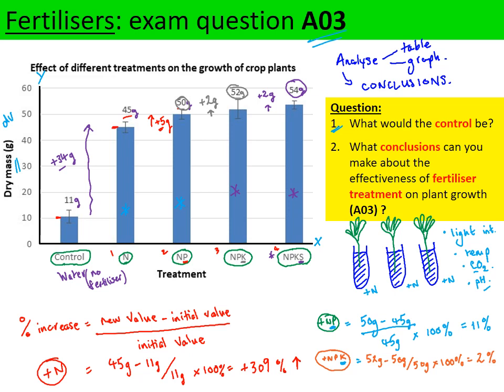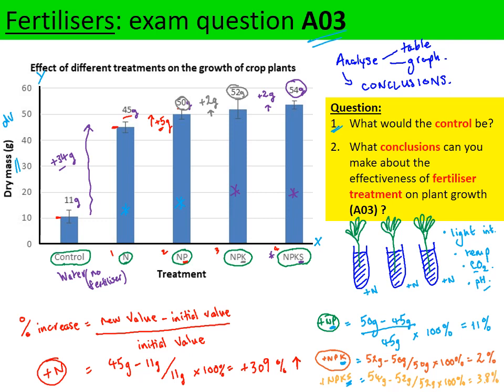And again, it's going to be the same, or very similar, for the last one. So if we do N, P, K, and S, that allows us to work out the effect of sulfur. So here the maths is going to be 54 minus 52, because 52 grams is N, P, and K, and 54 grams is N, P, K plus S, divided by 52 times 100, and that's going to give us 3.8%.